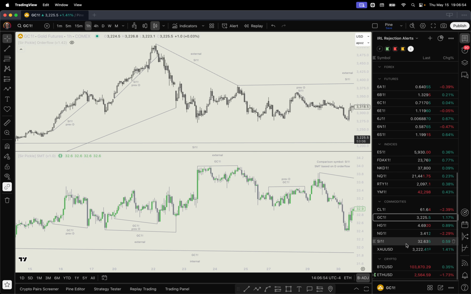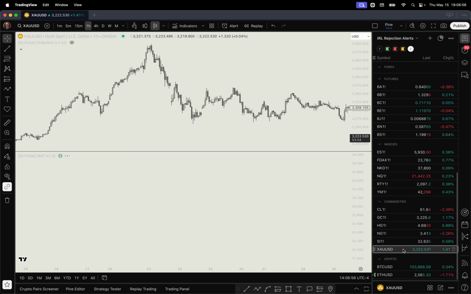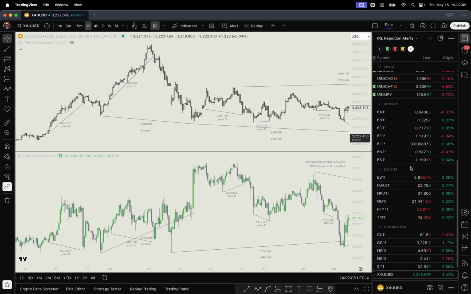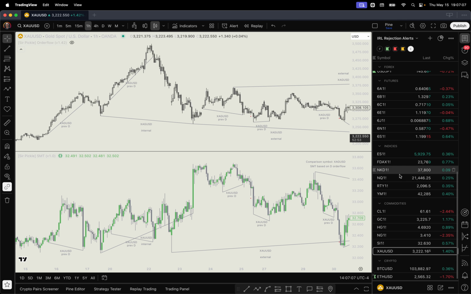I can also go to XAU-USD, for example, and then it will take XAG-USD, which again is gold and silver, but it's the CFD and not the futures chart. Then you can do this with many, many others. So we have added many automatic comparison or automatic mappings here.